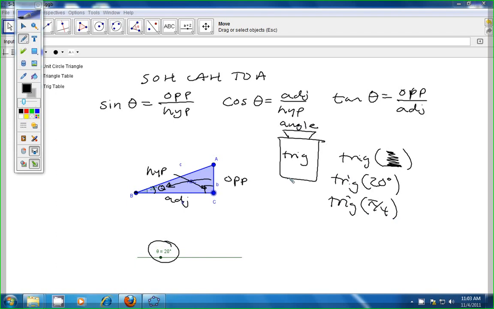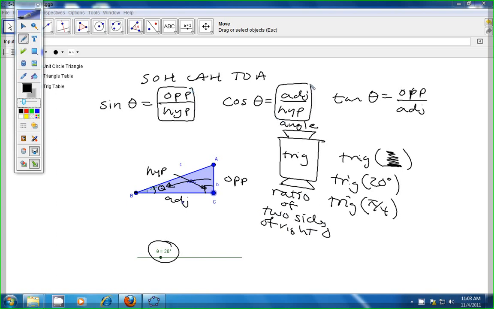And what it's going to do is give you a specific ratio. And it's not just any ratio, it's a ratio of two sides of a right triangle. And the question is, what two sides? Well, that's determined when you pick your trig function. Are you looking at the ratio of opposite to hypotenuse? Then you want to use sine. Adjacent versus hypotenuse? Then you choose cosine. If you're going to do tangent, then you're looking at opposite over adjacent.